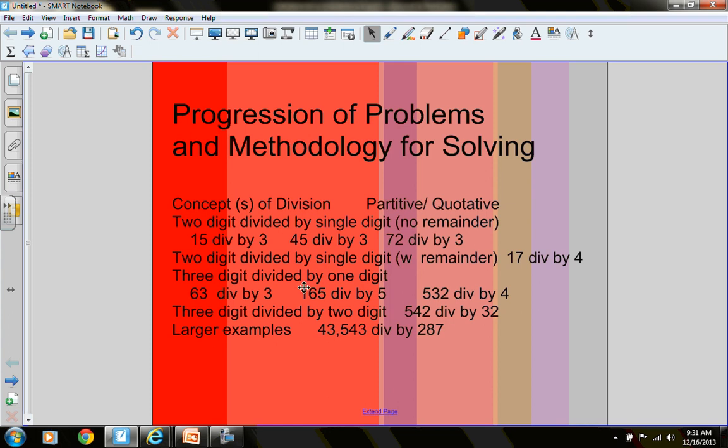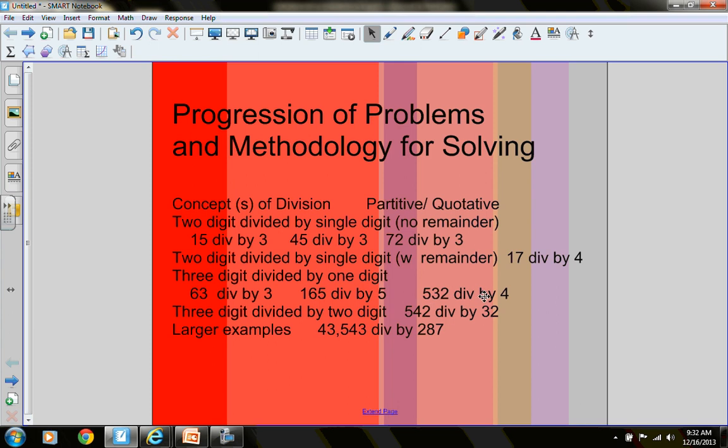It's when you go to three-digit by one digit that you're starting to leave, at some point, the world of base 10 blocks. It's very easy to model this out with base 10 blocks, something like 532: 5 flats, 3 rods, 2 units. You're dividing by 4, so you put 1 flat in each one, that's 400. You trade the flat in for 10 rods, and now you have 13 rods, and you divvy those up. I've got no problem showing that if that's how Singapore wants it done.